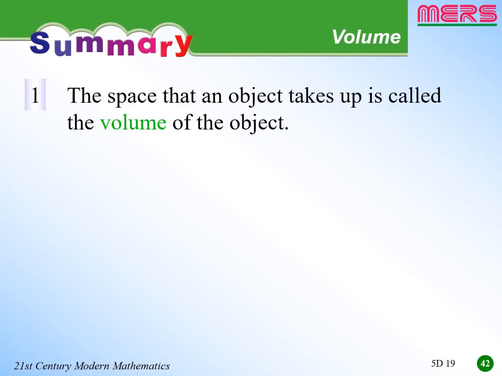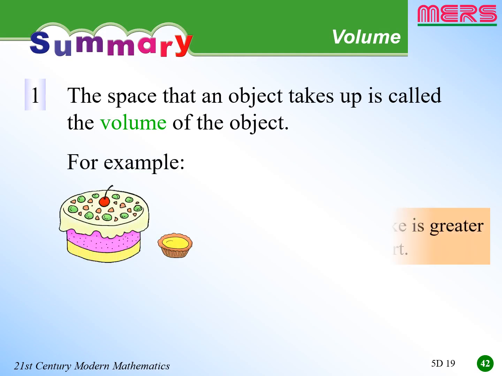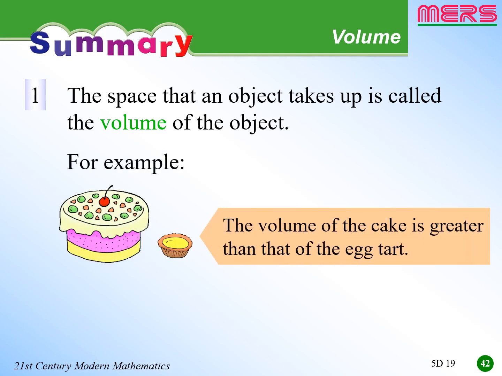Let's go through the summary here. Number 1. The space that an object takes up is called the volume of the object. For example, when you compare a cake and a tart, a cake is larger than a tart. Therefore, the volume of the cake is greater than the volume of the egg tart.